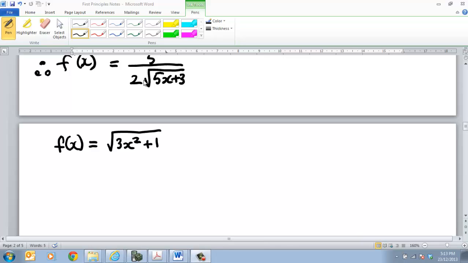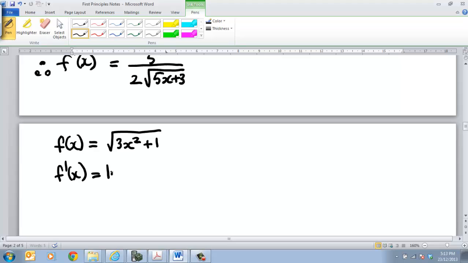We're going to have a go at a second example using method 2. Alright, so let's just get into it. So here's my function f of x equals the square root of 3x squared plus 1. So my f dashed of x, now I'm going to put it straight into the formula.